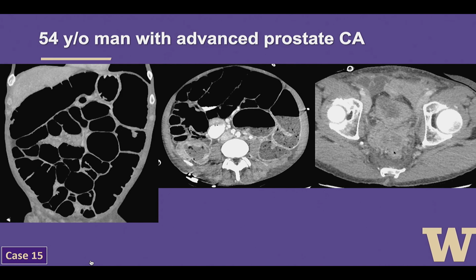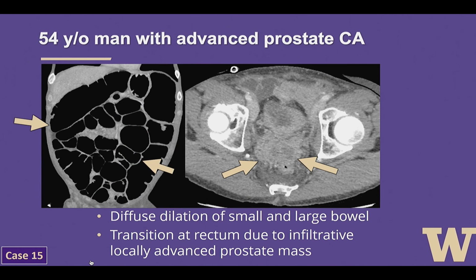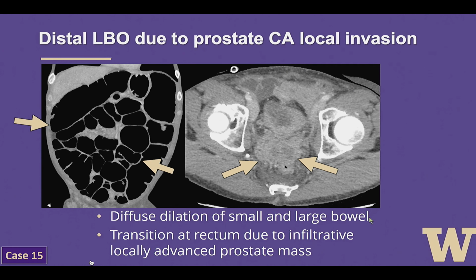So now our last case is a 54-year-old man with advanced prostate cancer. And the question is, what is the most common cause of large bowel obstruction? Colon cancer, external hernia, volvulus, or metastatic disease? So this man had diffuse dilation of his small and large bowel, and the transition point was deep in the pelvis where there was an infiltrative mass arising from the prostate and extending posteriorly in the rectum where the rectum was narrowed. So this was a case of a distal large bowel obstruction secondary to prostate cancer local invasion.